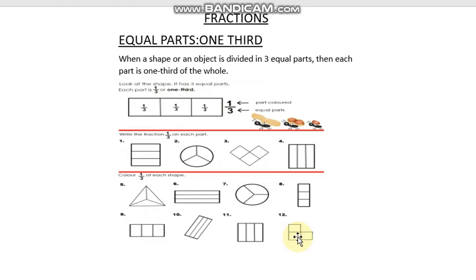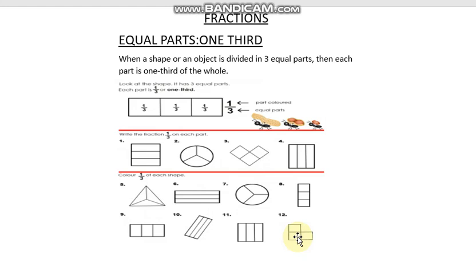Now there is no separate exercise for equal parts 1/3. So in the next video, I will explain to you about equal parts unit fractions, like you can divide any shape or object into more than 3 or 4 parts. I will explain that in the next video, and then you will do the other exercises.